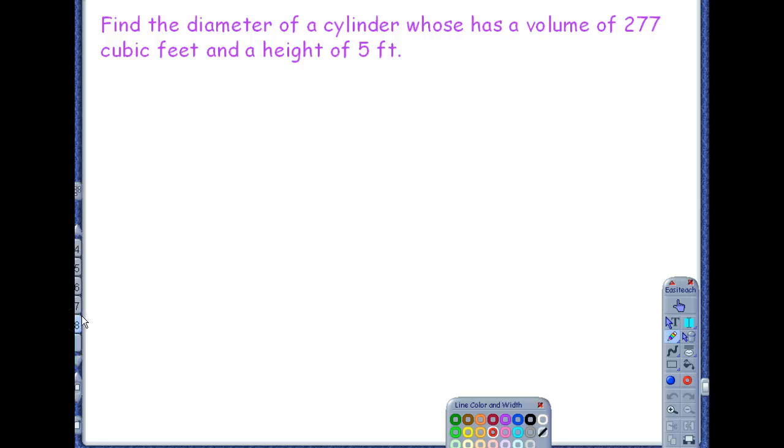All right. This one says find the diameter, so now we're going to, again, be working backwards, of a cylinder who has a volume of 277 cubic feet and a height of 5 feet. Notice again, we don't have a picture here. We don't really need one necessarily, but I do see that we're finding the volume of a cylinder, so let's talk about that formula. Well, it's area of the base times the height.